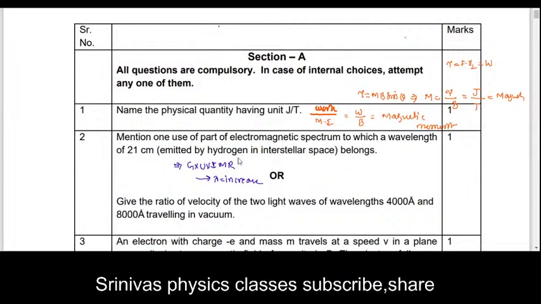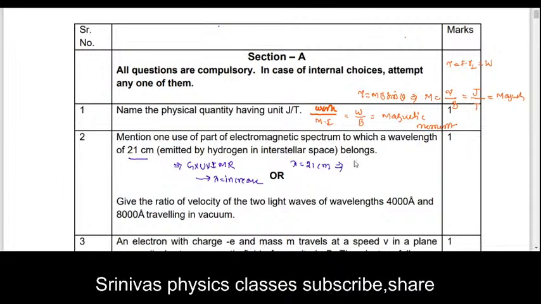You have to remember the wavelength range of all waves, along with the uses of each wave. What they gave in the question is: mention the part of the electromagnetic spectrum in which the wavelength is 21 centimeter. They are asking which radiation it belongs to and its use.